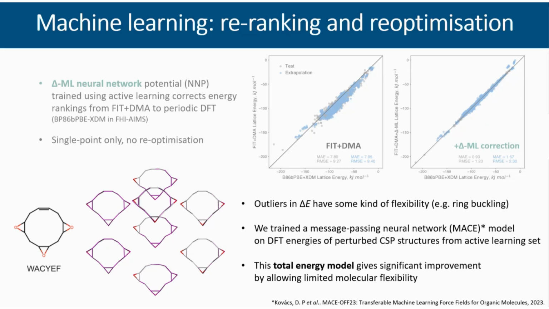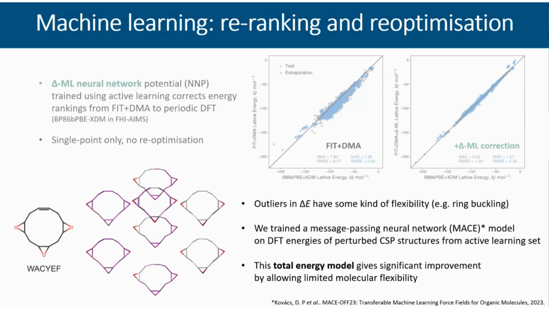So what we did is we took our large sets of CSP structures, we perturbed the coordinates slightly, recalculated energies and forces using periodic DFT, and trained a message passing neural network model, a MACE model, on these perturbed CSP structures and their energies to get a total energy model that we could use for re-optimization, at least close to the minimum. And what we found is that this really gives us very significant improvement because it allows some molecular flexibility and some understanding of the forces on the atoms.